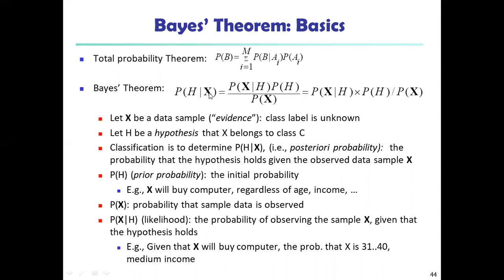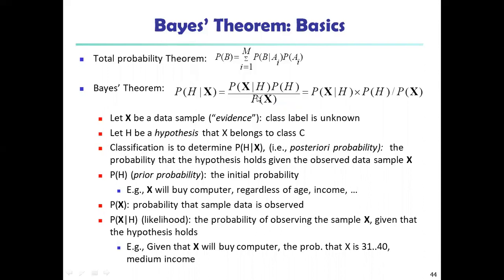What are X and H here? Let X be the data sample, whose class label is unknown. Let H be the hypothesis that X belongs to class C. We have to calculate P(H|X), the probability of the hypothesis given the data sample, using this formula.